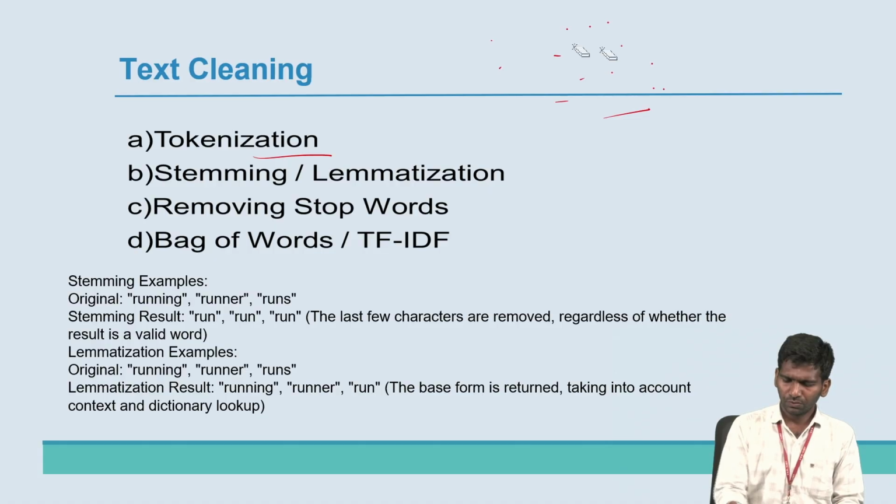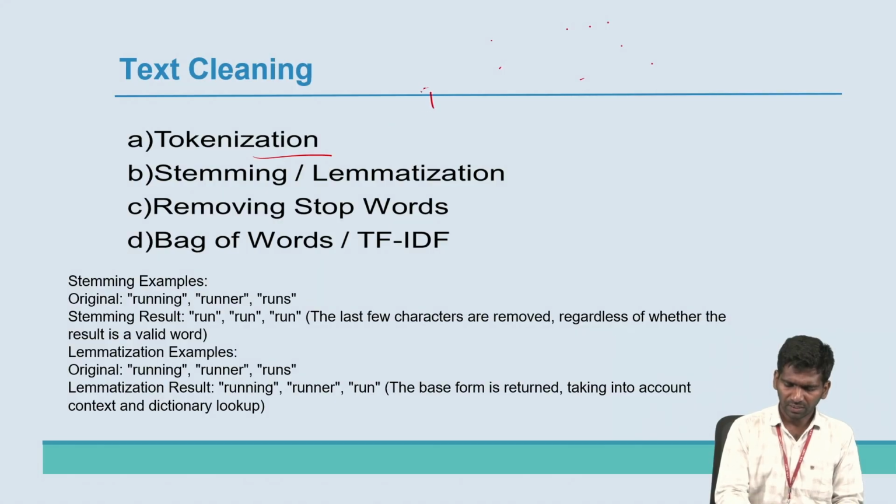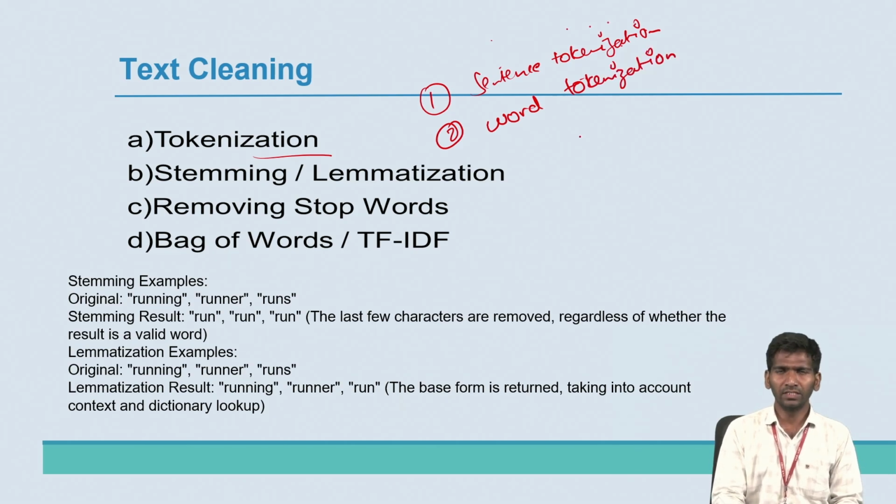This tokenization involves two types. One is sentence tokenization, and the other one is word tokenization. Out of the whole bunch of text, we will break the text into sentences.